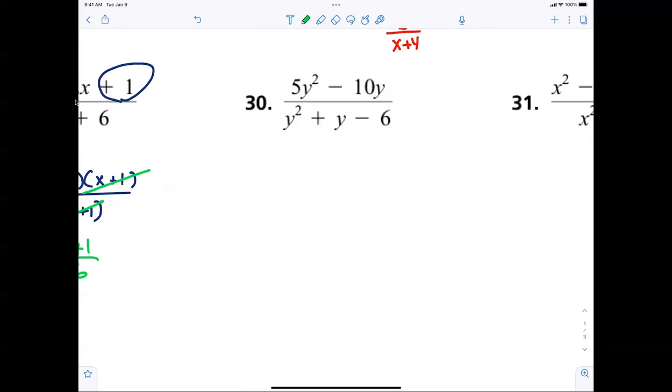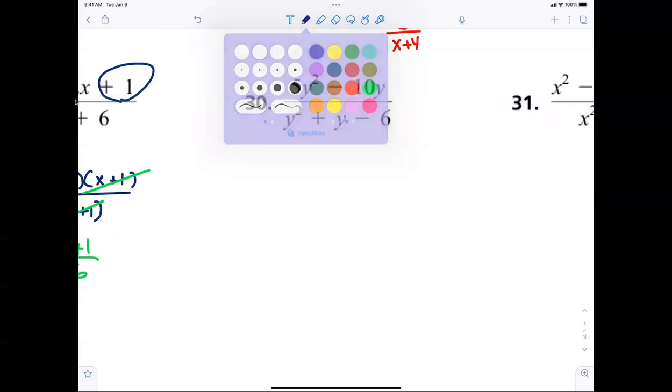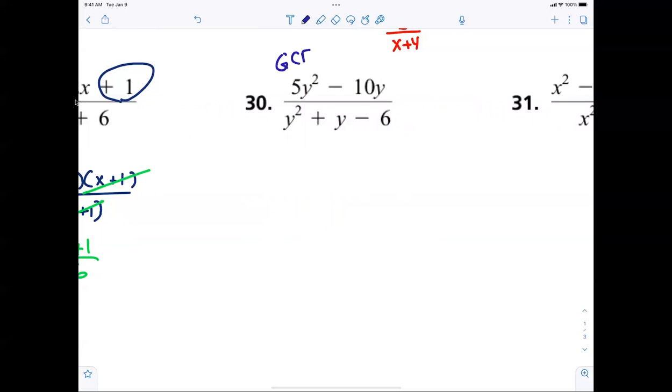All right. Now, the top. Everybody should be looking at that saying, I think there is a GCF. What's common? 5y. Whoever said that, thank you very much. There is a common 5y. So what's left behind? Y what? Y minus 2. That's exactly correct.